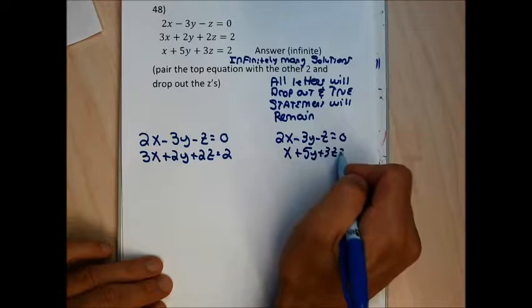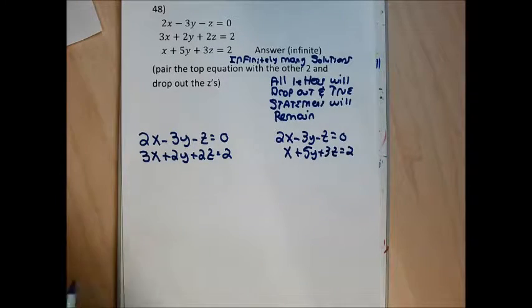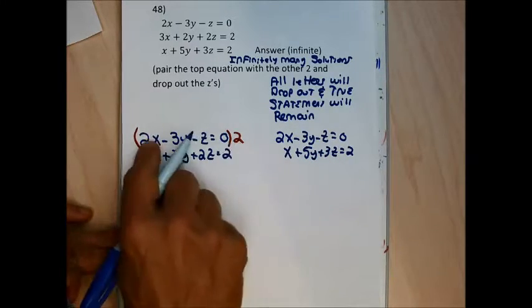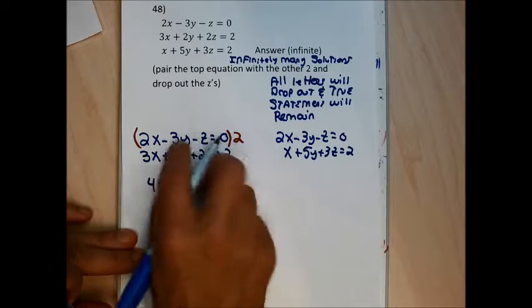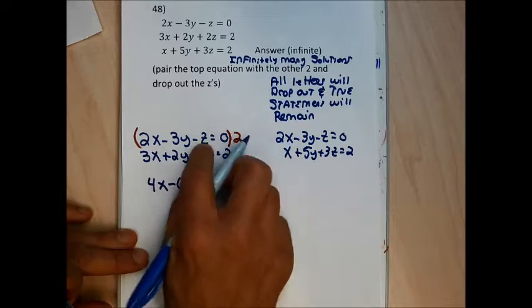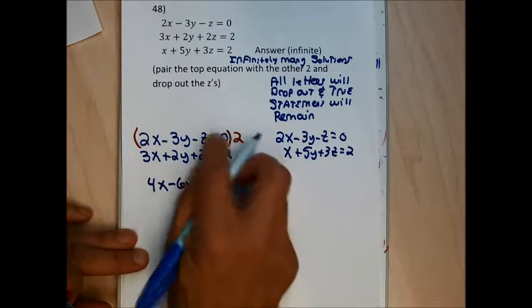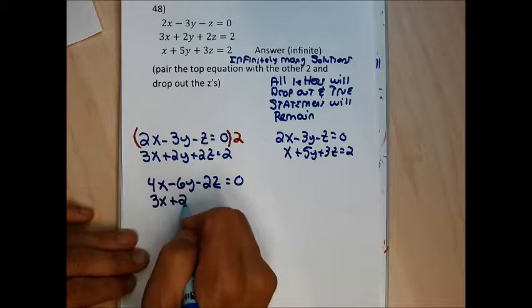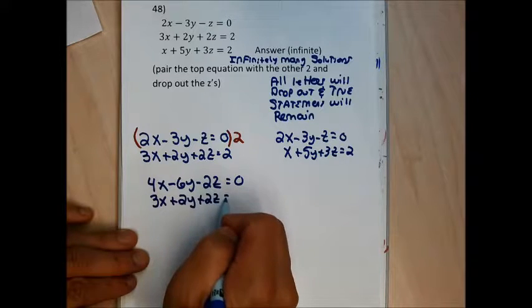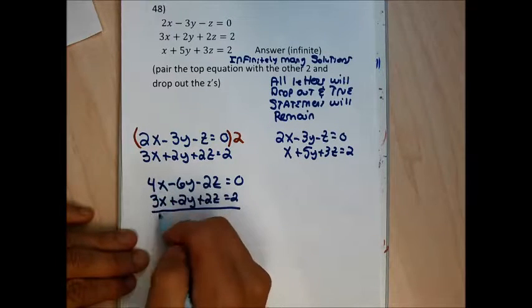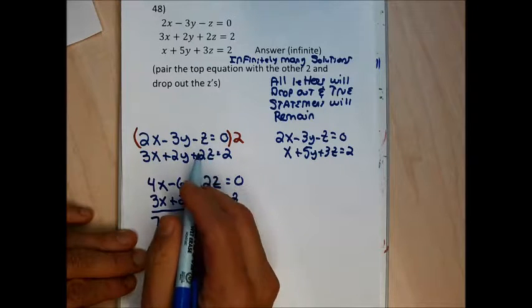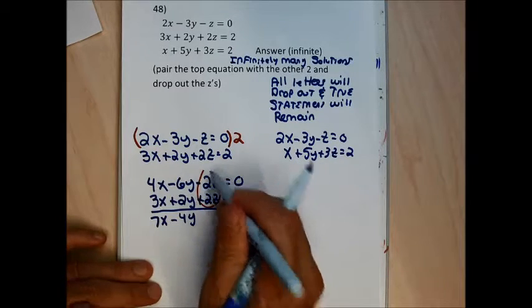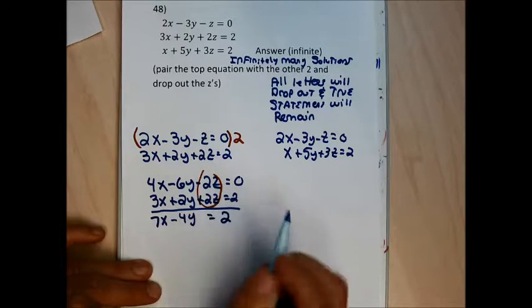Drop out the z's. For this set over here, I'm going to make the top have a 2z by multiplying everything by 2. I'm going to go 2 times 2x is 4x, 2 times minus 3y is minus 6y, 2 times minus z is minus 2z, 2 times 0 is 0. Leave the bottom 3x plus 2y plus 2z equals to 2. Add these together. 4x plus 3x is 7x. Negative 6y plus 2y is minus 4y. Z's cancel, and 0 plus 2 is 2.